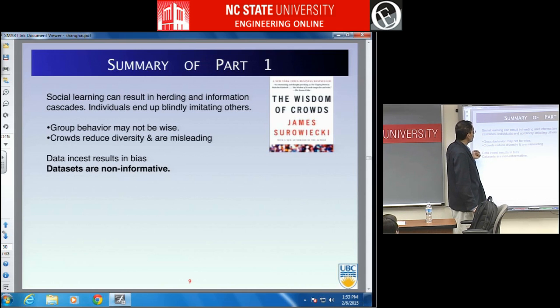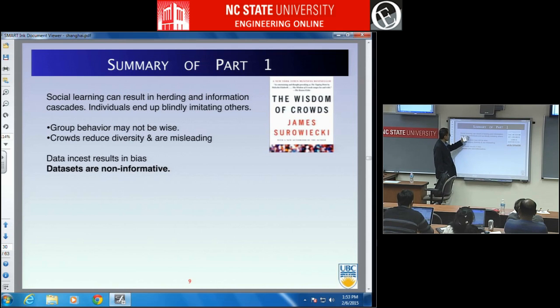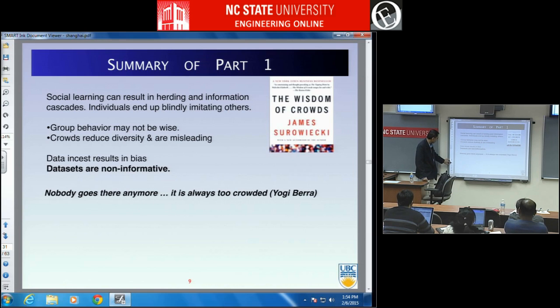So, summary of part one. What we said was that social learning can result in herding and information cascades. Individuals end up blindly imitating others. In a more general setting, there's something philosophically interesting. So in signal processing, all of us believe, of course, in the law of large numbers. The more observations, the more accurate something is going to be. Well, what social learning is saying is if there are correlations between them, usually the more people, the worse your estimate is. And that's consistent with James Surowiecki's book, The Wisdom of Crowds, that usually crowds and group behavior is not wise. Crowds reduce diversity and are misleading most often. So it's pretty interesting. And also data incest does things like that.